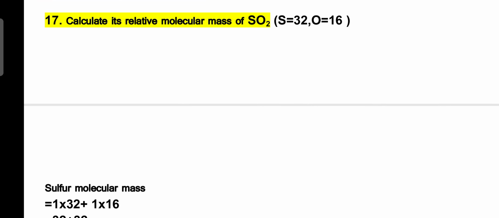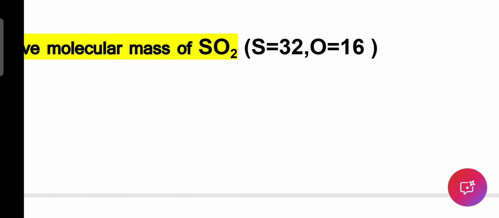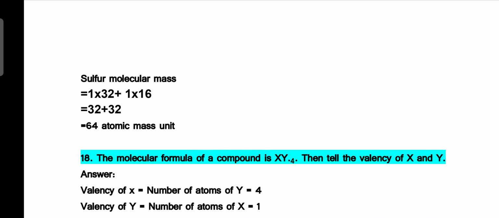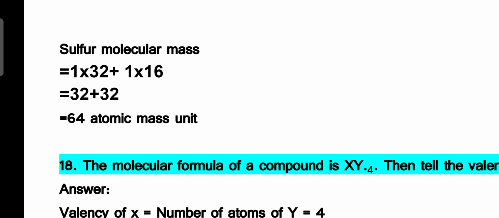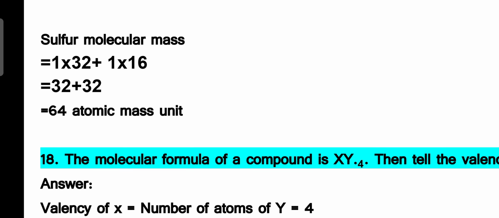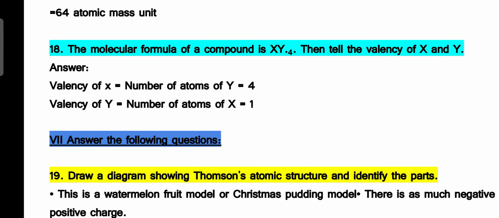Second question is very simple. Calculate the relative molecular mass of sulfur dioxide, and the atomic mass will be given. For sulfur 32, oxygen it is 16. Sulfur molecular mass is 1 into 32 because sulfur is only one atom, and there are 2 oxygen atoms, 2 into 16 it should be. The answer will be 32 plus 32, and the final answer is 64 atomic mass unit.